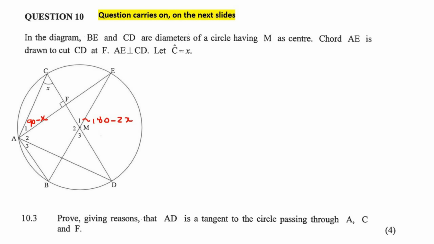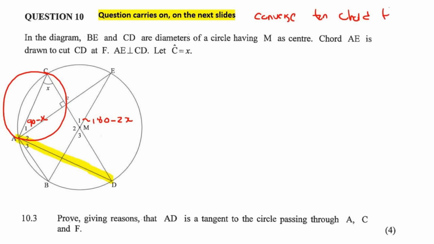And so this question for 4 marks, prove with reasons that AD, so this is AD, is a tangent to a circle that would pass through A, C and F. So if there was a circle that was through A, C and F, it would look something like that. Now, I can tell you with almost 100% certainty that whenever they ask you this type of question where they want you to prove that something is a tangent to a circle, it's normally going to be the converse of the tan chord theorem. Okay, that's normally what it is.